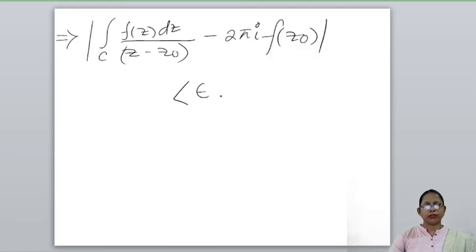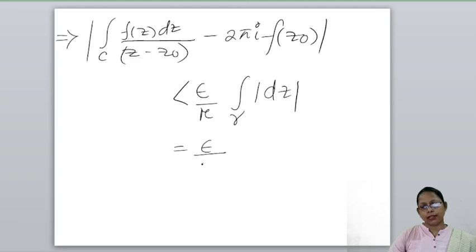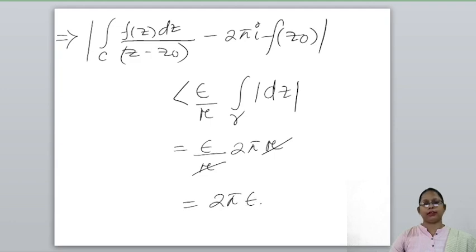r, which is constant, can be taken out of the integral sign, leaving the integral over gamma of dz. From the lecture on examples of complex integrals, we know this value is equal to the length of the curve. Here the curve is the circle gamma, and its length is the perimeter, 2 pi r. So this is equal to epsilon by r times 2 pi r. The r cancels out, giving 2 pi epsilon.